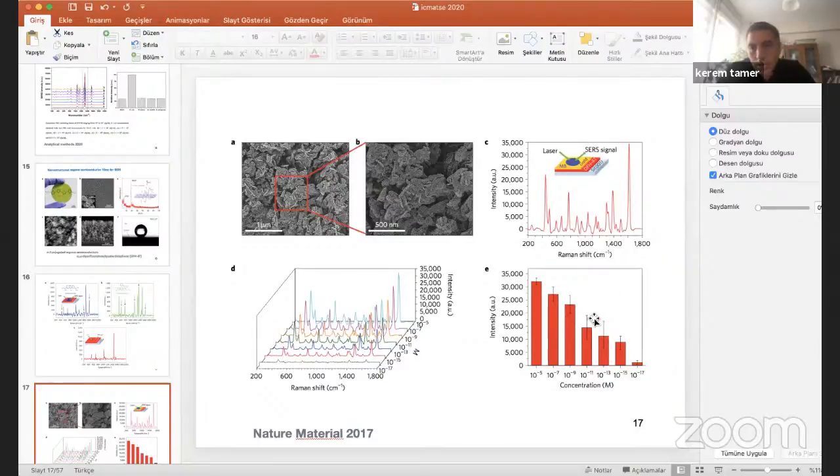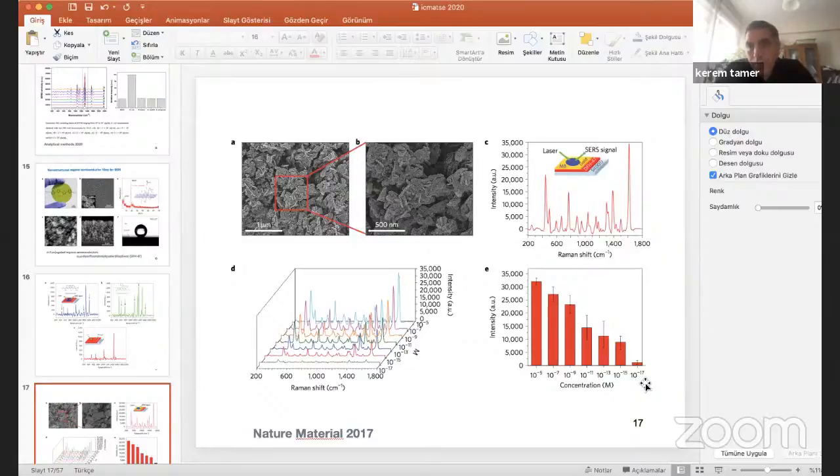Okay, as you see, with the increasing concentration the signal is increasing, and we can reach as low as approximately 10 to the minus 17 molar concentration of the target species. Actually, in here, I remember this is, I think, rhodamine 6G. Okay, this means that you can reach the lowest concentration using this kind of substrate.